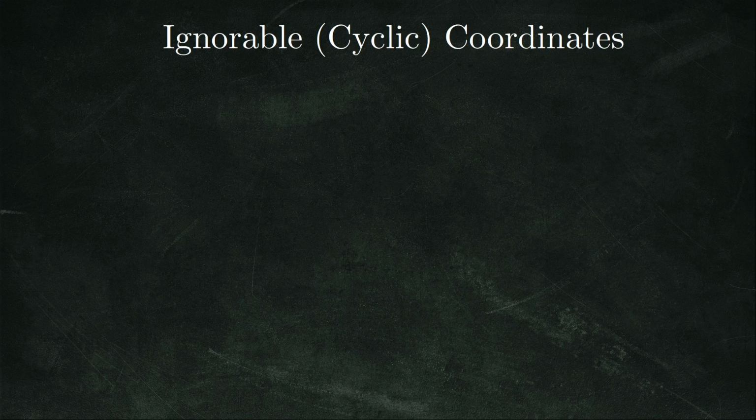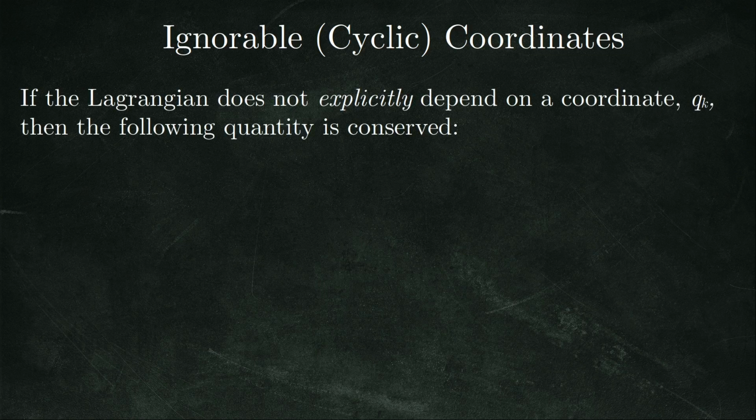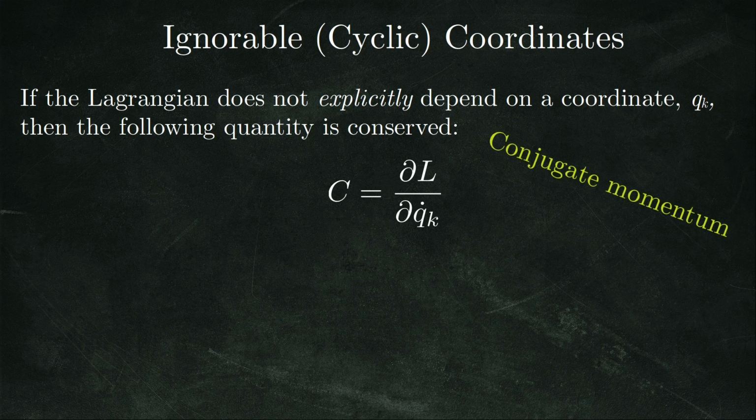The following conserved quantity comes from what are called ignorable or cyclic coordinates. So if the Lagrangian does not explicitly depend on a given coordinate, so in this case qk, then the following quantity is conserved. And the conserved quantity is dL by dqk dot. And this is called the conjugate momentum.